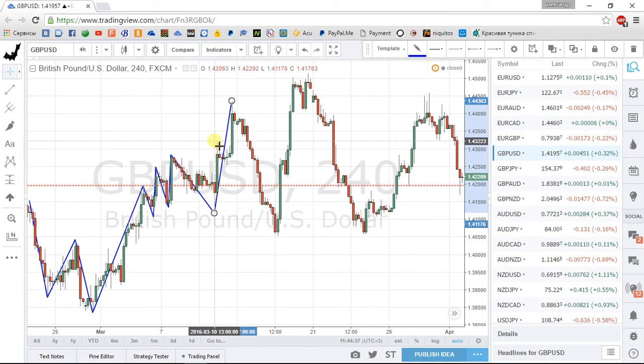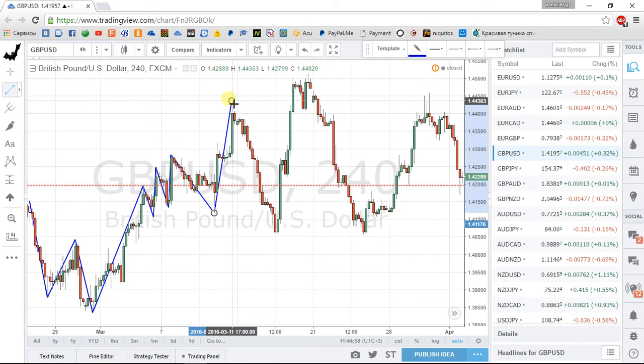Okay, why do I ignore this movement? Because this movement is relatively too small compared with previous corrective swings. So this is a very small correction. I only look at the bigger corrections like this and this.